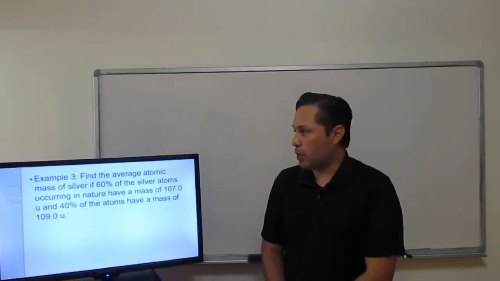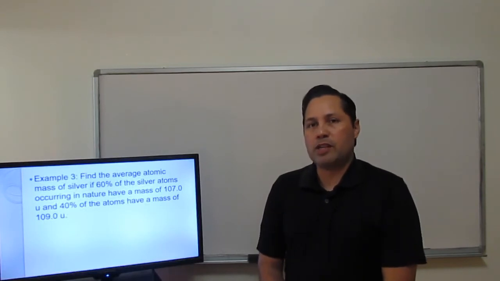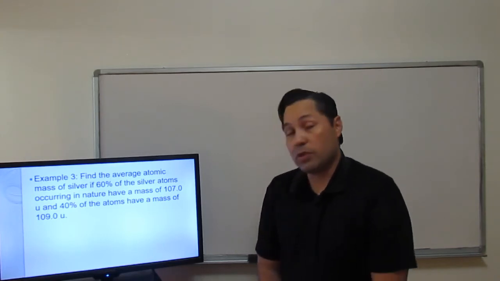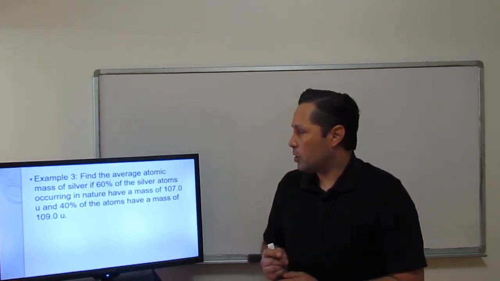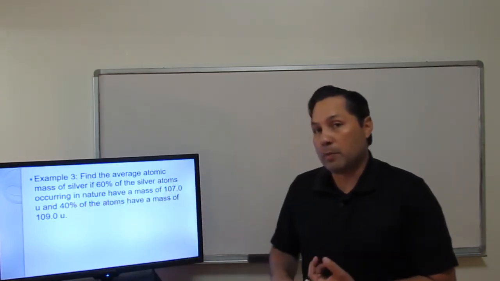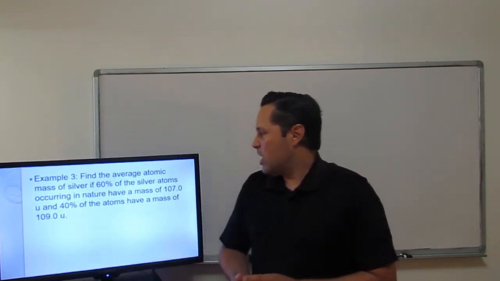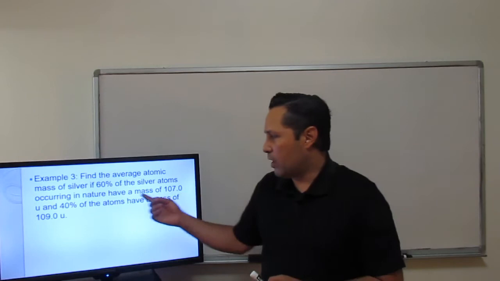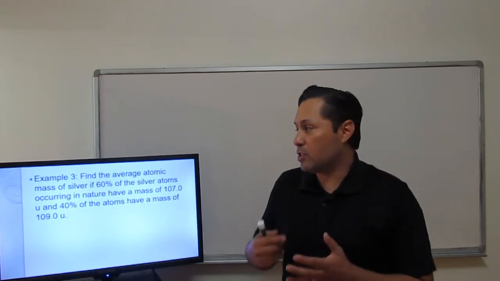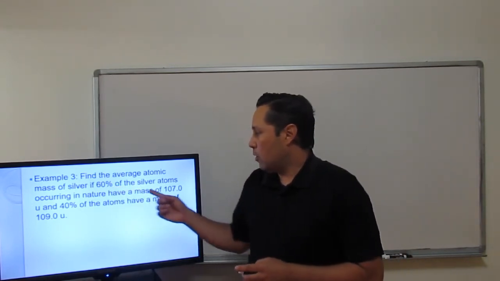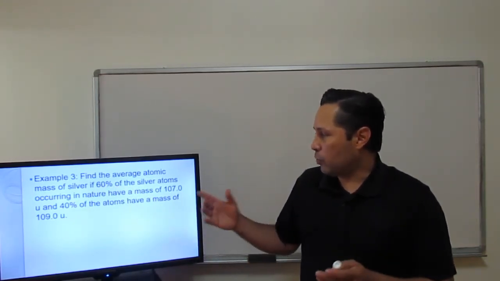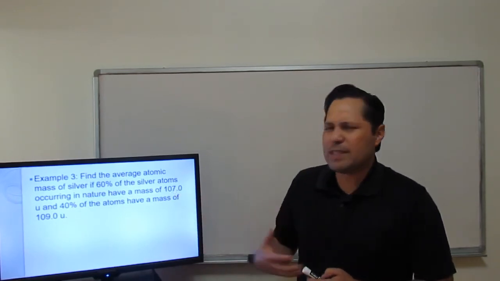Alright, so this is example 3 on the average atomic mass. In this example, they're going to ask you to solve for the average atomic mass of the element silver. Now, silver's got 2 isotopes. The first isotope has a mass of 107 U, which is short for atomic mass unit, and the other 109 U. Now we're not just getting a basic average. 107 and 109, the average would be 108. But we're doing a weighted average. A weighted average takes into account the fact that there's more of the 107 than there is of the 109. 60% of all the atoms for silver in nature weigh 107, so we're going to take that into consideration.